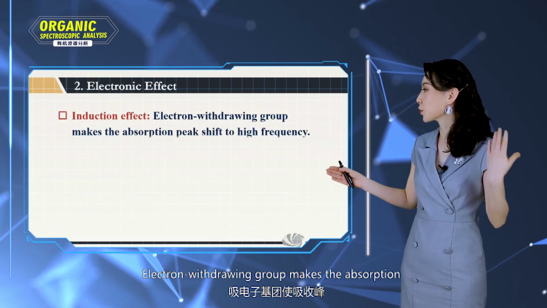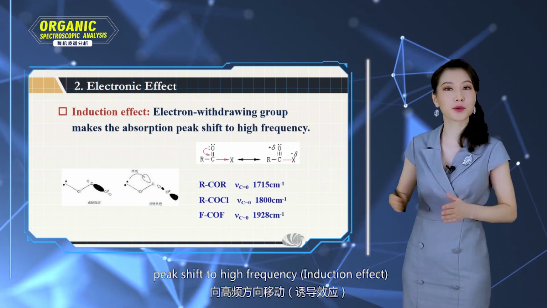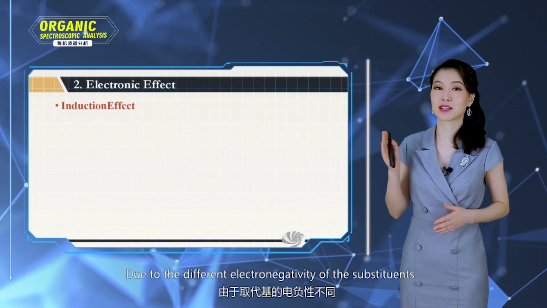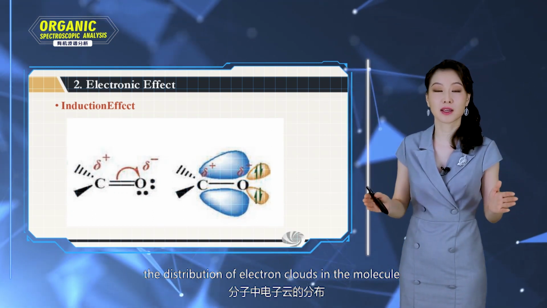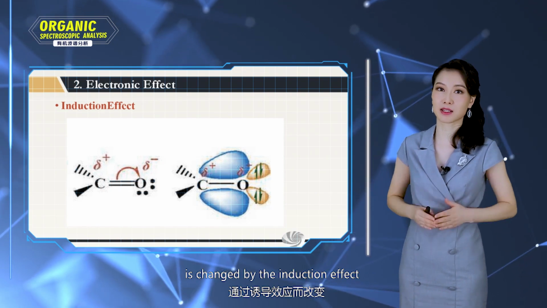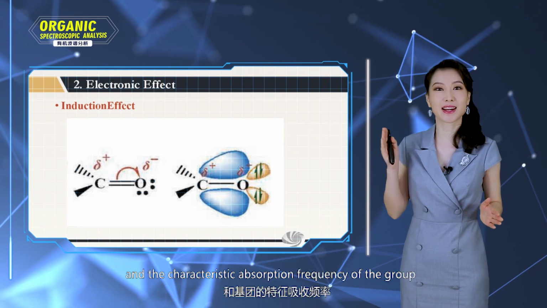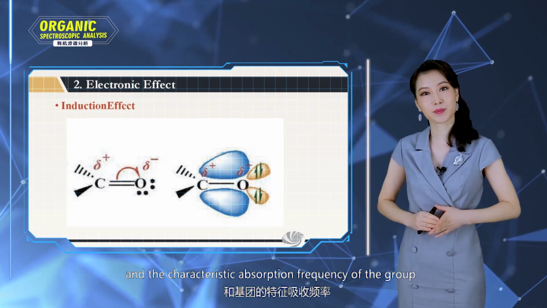An electron withdrawing group makes the absorption peak shift to a higher frequency. Due to the different electronegativity of the substituents, the distribution of electron clouds in a molecule is changed by the inductive effect, which changes the force constant of the bond and the characteristic absorption frequency of the group.